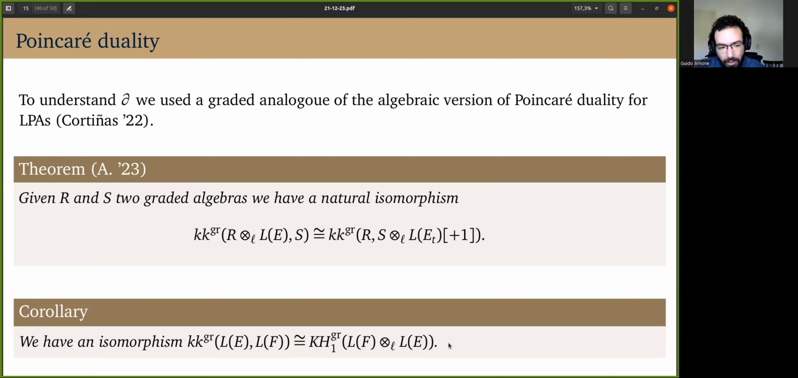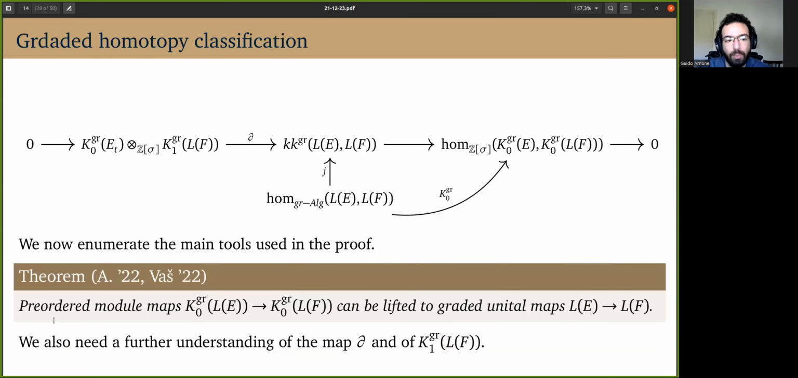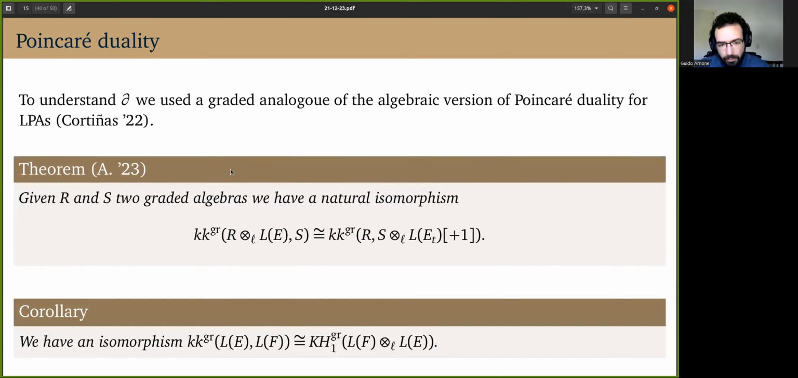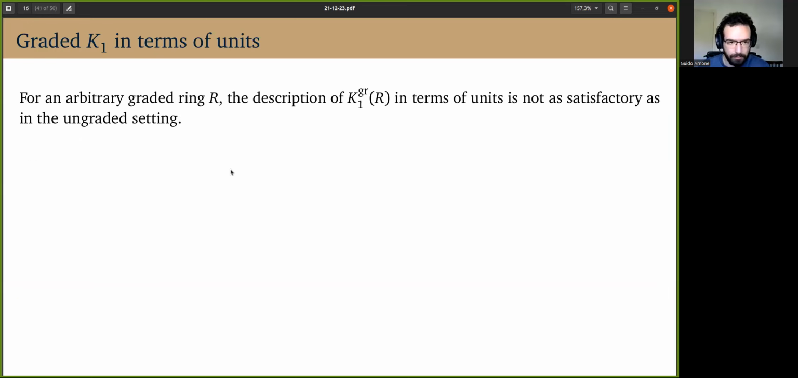The other thing I was talking about, let me go back again, is that we wanted some description of this K1 group in terms of units, or some sort of graded units. And this is a problem I could state in full generality. For an arbitrary graded ring R, a description of graded K1 in terms of units is not as satisfactory as in the ungraded setting.